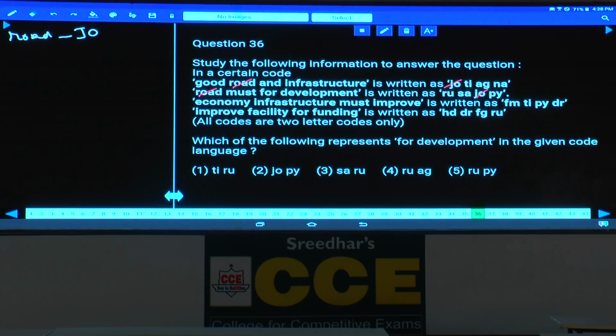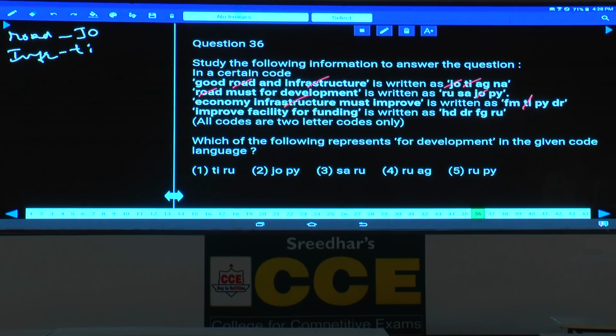Good and infrastructure. Infrastructure is the word which is common between them. Then what is the code common here? TI. The code for the word infrastructure is TI. Infrastructure, and the code is TI.